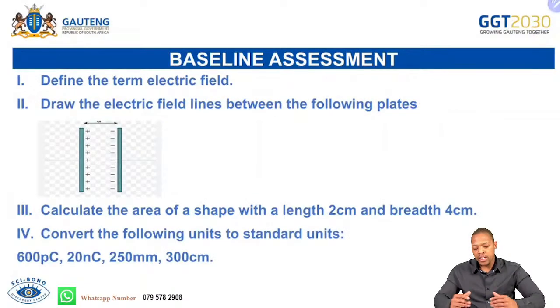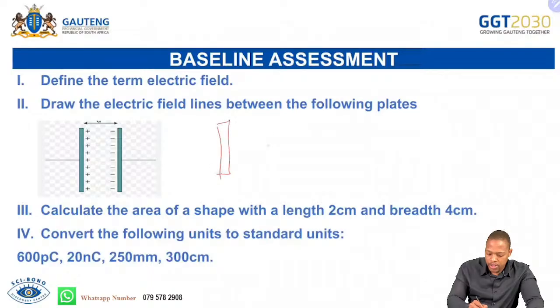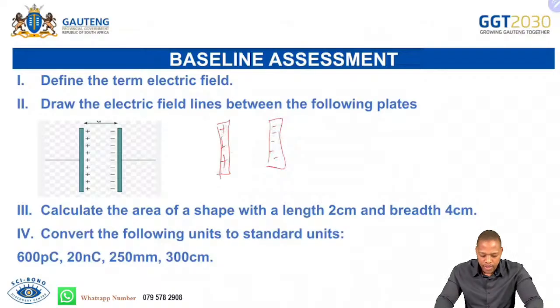And here is the assessment that I will try to use to check whether people can do these things here. So the first one will be saying, define the term electric field. And number 2 says, draw the electric field lines between the following parallel plates. So you can just simply in your book there, draw the 2 plates. This one is positively charged and this one is negatively charged, and quickly draw the field lines here between the plates. Want to see if you can still remember how those field lines should be actually drawn.